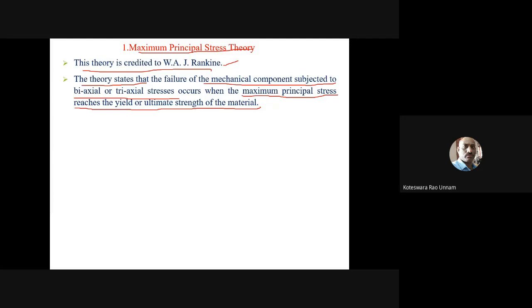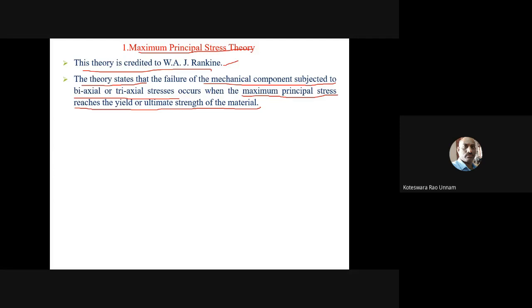Then I need to identify the maximum principal stress, meaning the principal stress having the largest magnitude. I compare the value of that maximum principal stress with the yield strength or ultimate strength. Why are we using two here? Because it depends upon the material, whether you are using a ductile material or a brittle material. In case of ductile material, we take yield strength as the failure criterion. In case of brittle material, we take ultimate strength. That's why I compare this principal stress to the yield strength or ultimate strength.